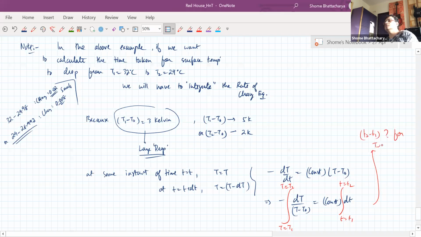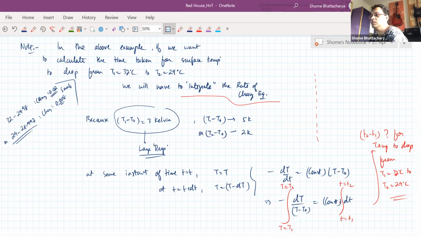So this equation will give us the time for the temperature to drop from T1 equal to 32 degrees C to T2 equal to 29 degrees C. That is what we mean by saying that we will have to integrate the rate of change equation. Just make a rough note of this, and we will develop this as a general equation instead of just solving for this particular question. And through that general equation, we'll see something interesting about how the temperature of a surface drops with respect to its surrounding.